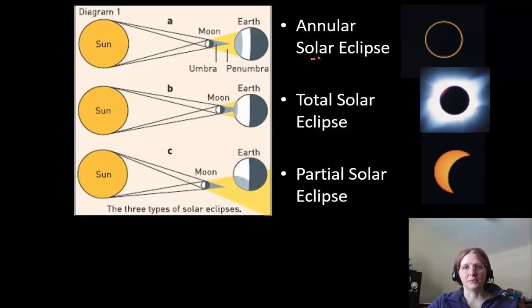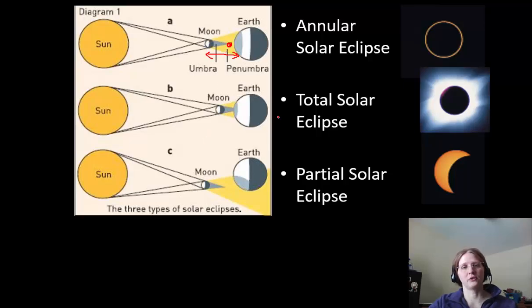An annular eclipse basically means that the moon is too far away from the Earth and the umbra doesn't even touch the Earth. So there's nobody on the Earth who can actually be in totality, in the complete shadow, because the complete shadow doesn't touch Earth. And that happens when the moon is at new moon and slightly further away from the Earth, because the moon's orbit's not a perfect circle. Sometimes it'll be closer to the Earth, sometimes further.